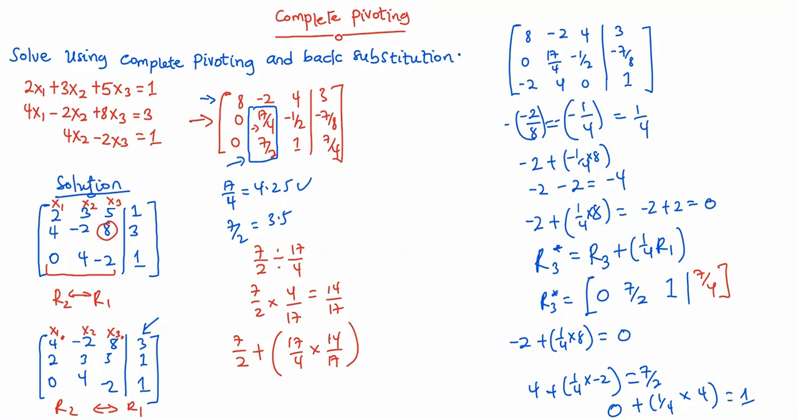When you do this, you are going to get a value of 7, but you want to get 0. So let's look at what you are going to do. First of all, let's work out the values in the brackets, which is 17/4 times 14/17. When I do this, I'm going to get 7/2. So the reason why I got 7 was that we're going to have 7/2 plus 7/2, and that'll give us 7. But you want to get 0, so what do you do?